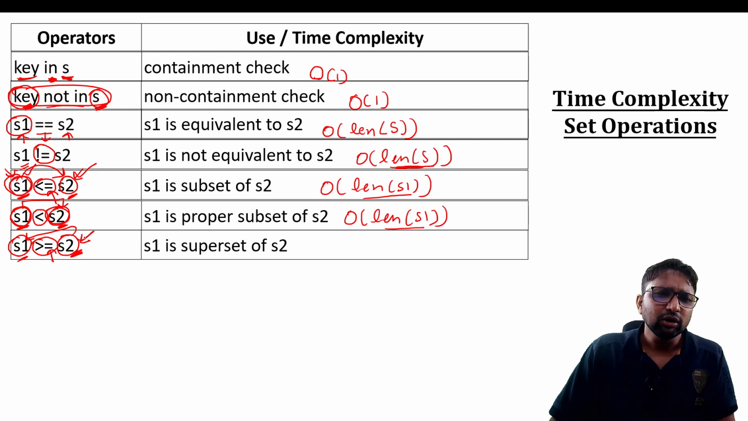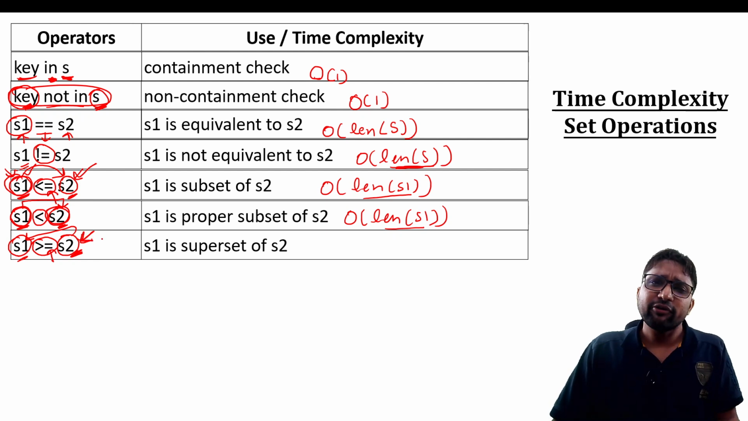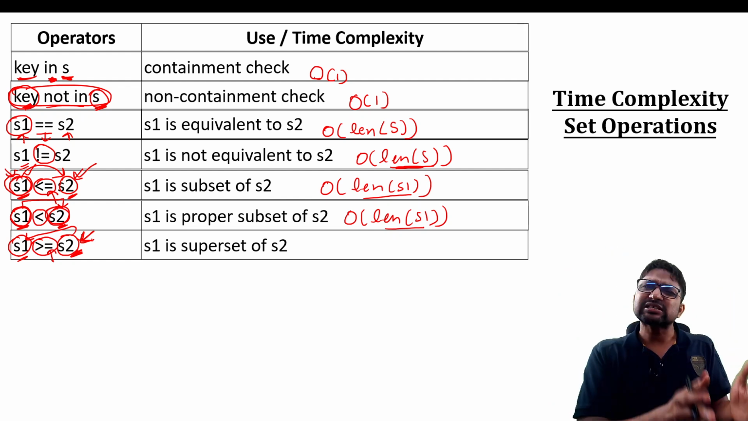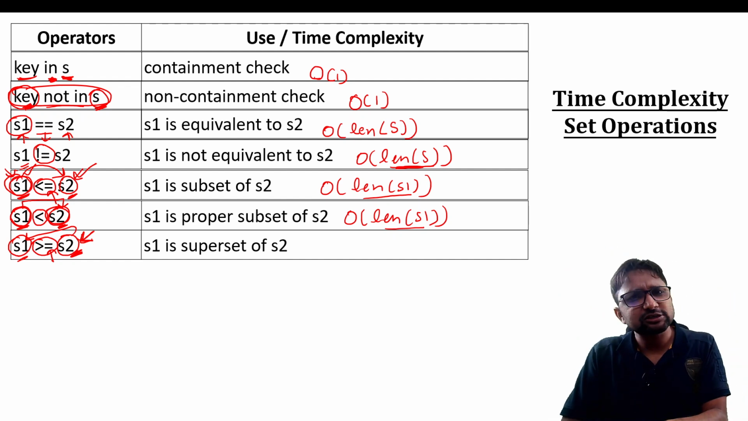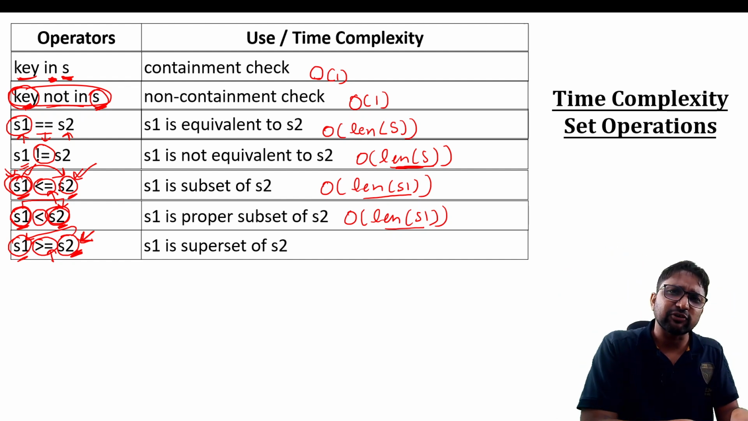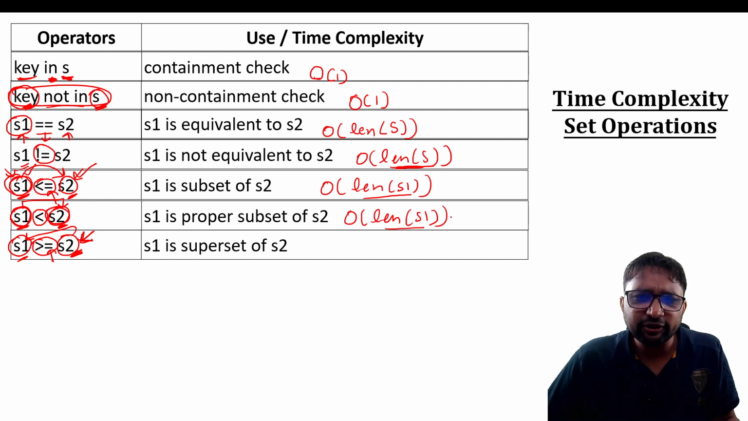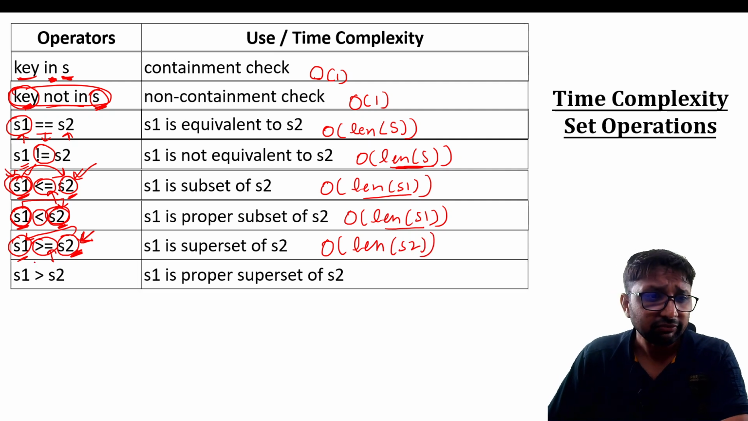Simply, take one by one all the elements of S2 and search each into S1. Take one element from S2, search it into S1. Keep doing that. So the time complexity will be length of S2. Done. Next one is the proper superset.